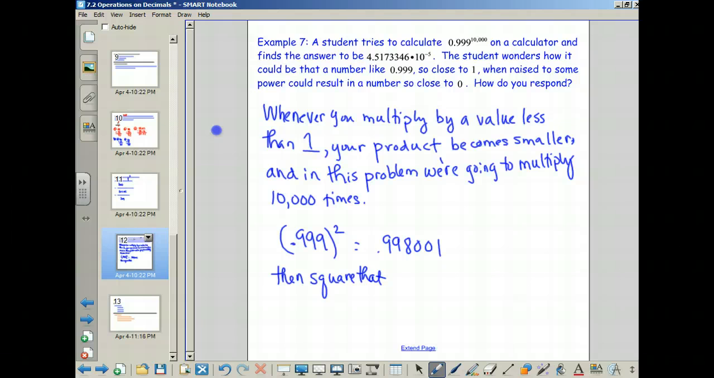You would end up getting 0.996006. Again, a little bit smaller. Yeah, of course, we already said that. And we're going to do this a few times. So I'm going to keep this process up, and I want to show you what happens and how quickly it does. So this is the first time I squared it, the second time I squared. The next time I get 0.992028.